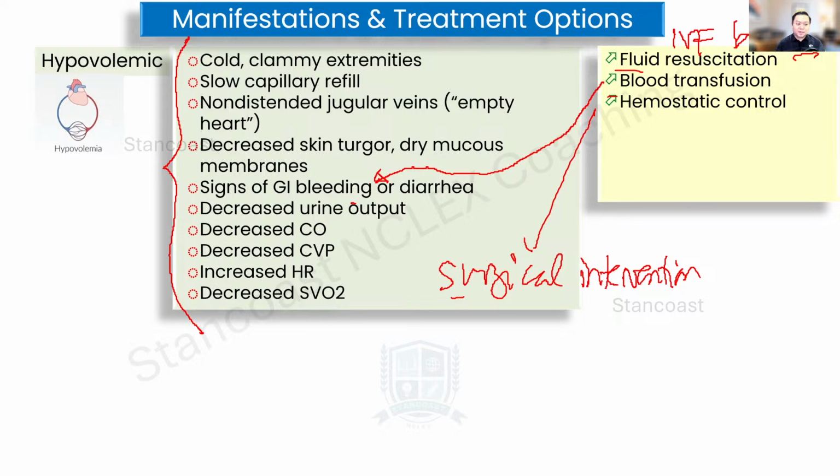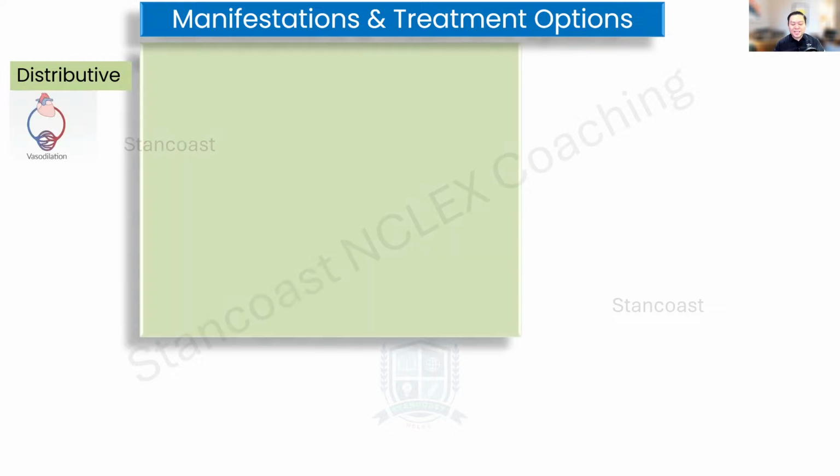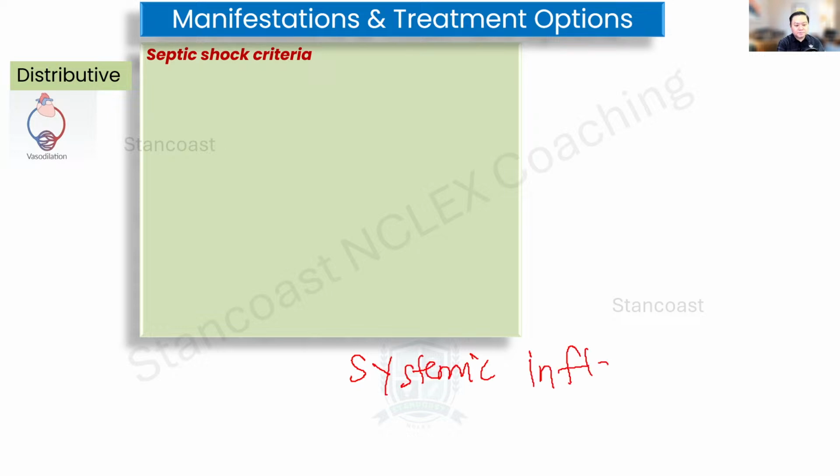Let's move forward here to the next type of shock, which is my favorite, distributive shock. And the very common type of shock here is the septic shock. It is a severe condition wherein the body has the infection that led into systemic inflammation. So again, this is caused by an infection.